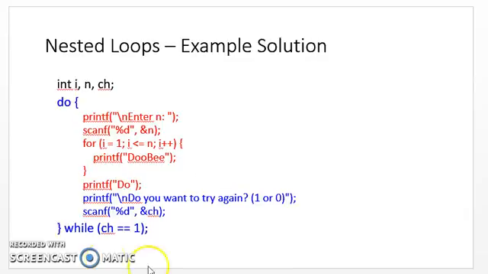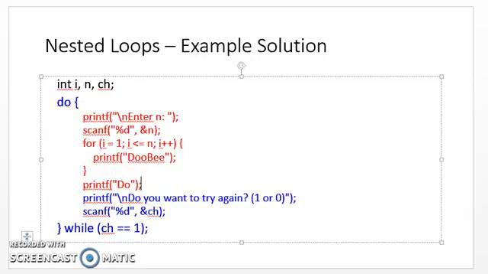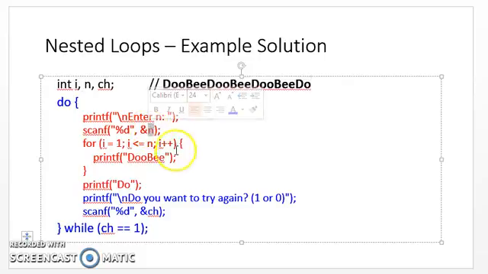Here, as you can see, this part is the same answer for the result that we are expecting. The result that we were expecting was do, be, do, be, do. So if I give a value of n as 3, I will get this particular result. And this is the solution for that.